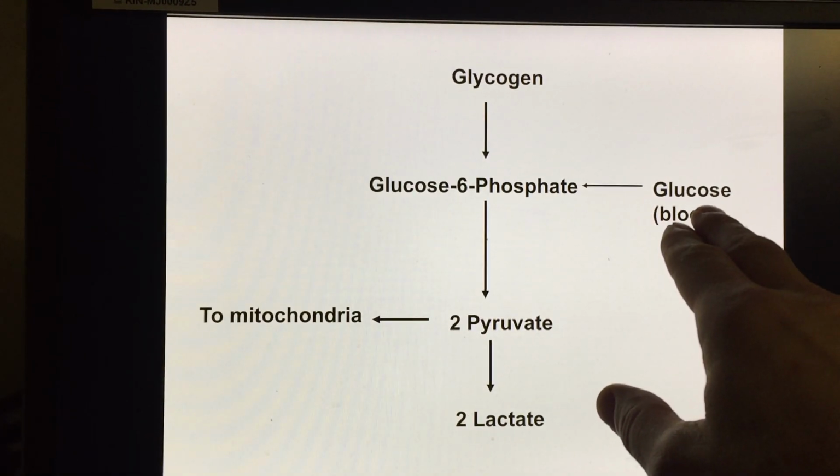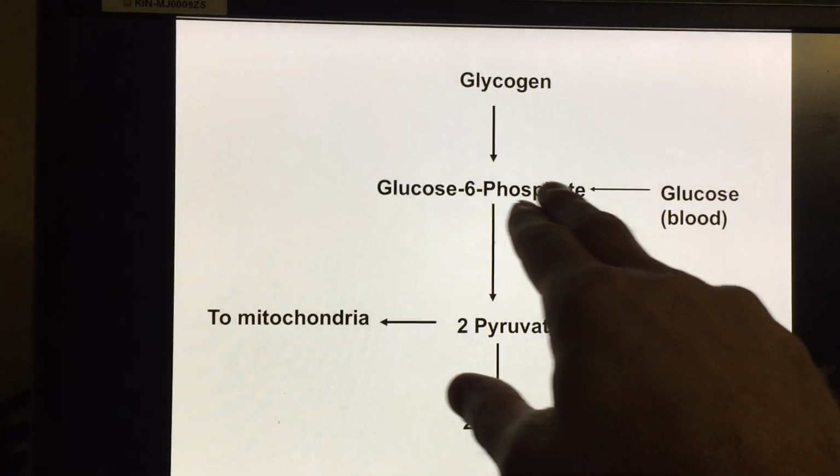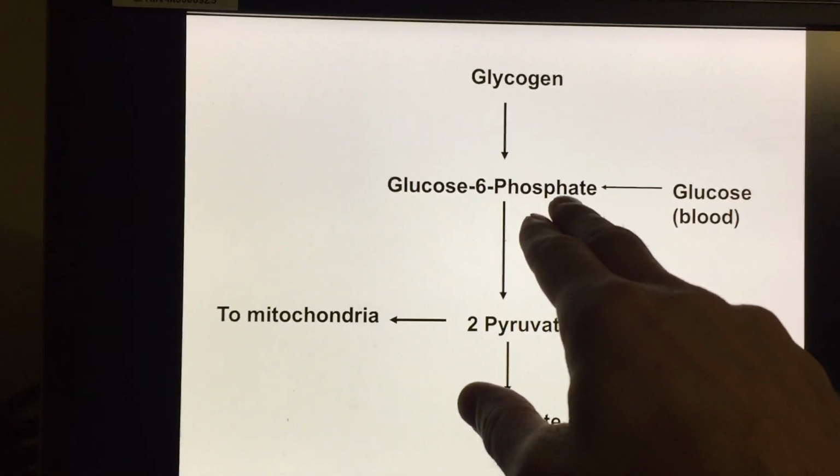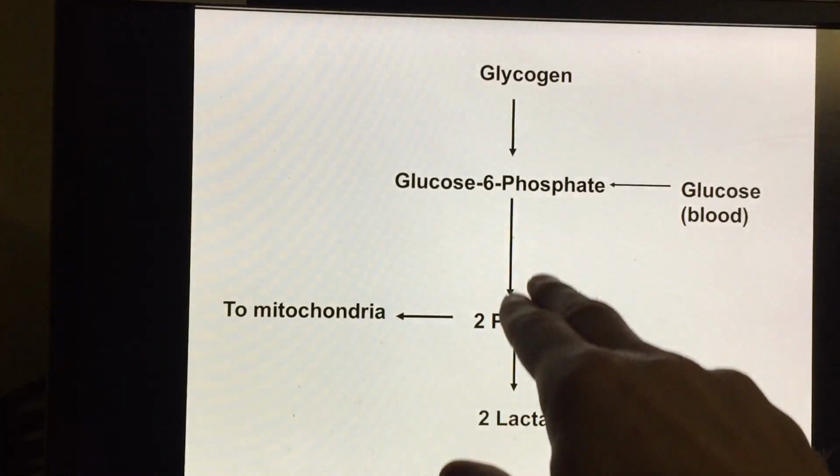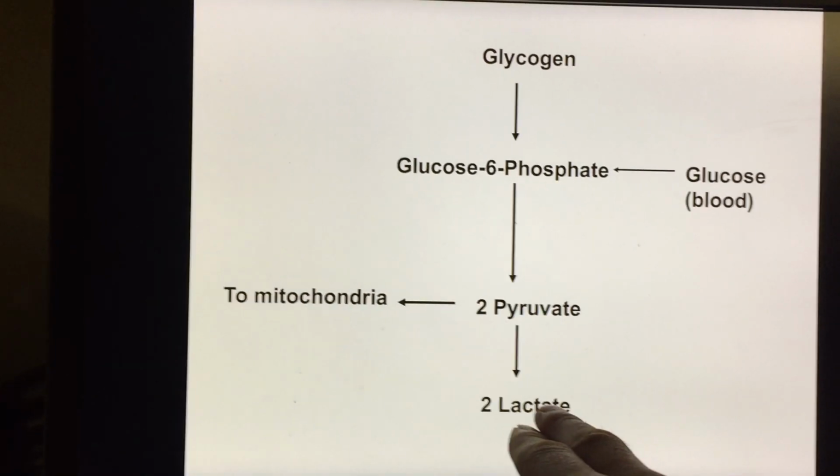Glycolysis is this pathway where you have glucose going to glucose 6-phosphate. Eventually it goes through a number of steps to get to pyruvate and then lactate.